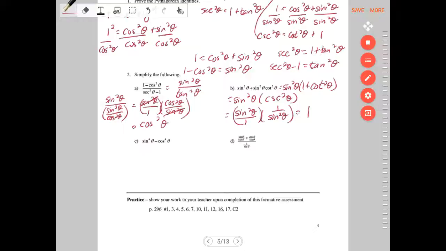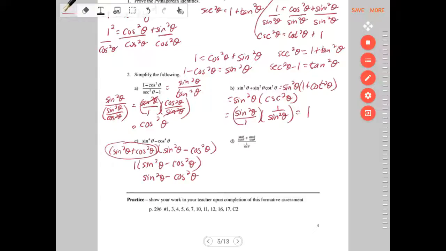All right. Sine to the fourth minus cos to the fourth. What are we going to do with that? Well, as it so happens, that looks like a difference of squares. So I'm going to factor that into conjugates. So that becomes sine squared theta plus cos squared theta times sine squared theta minus cos squared theta. Well, sine squared theta plus cos squared theta is the same thing as 1, so that just becomes 1 times sine squared theta minus cos squared theta, or just sine squared theta minus cos squared theta.